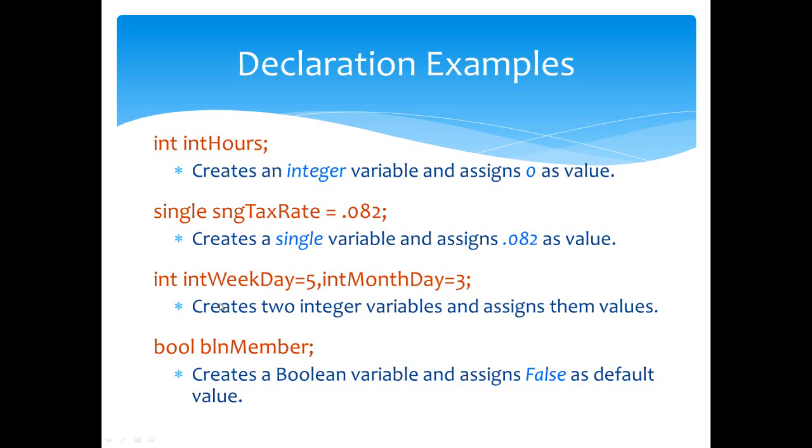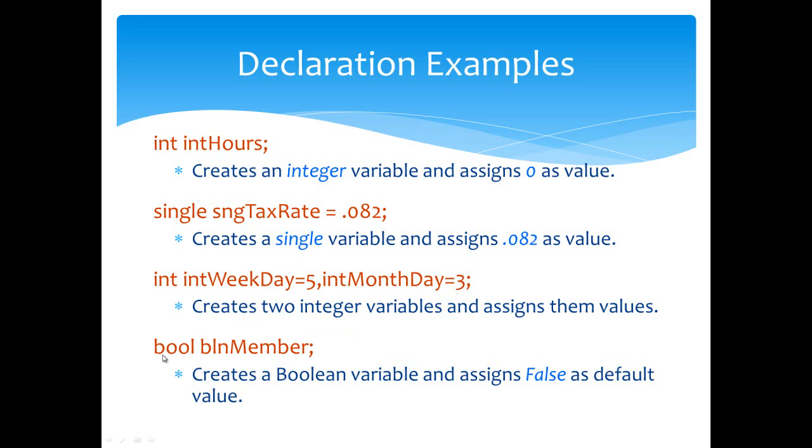Now I could declare the two variables without the equal sign, so I could have said int weekday, comma, int monthday, and both those variables would have been created with a 0 value initially. But in this case, I'm declaring the variable and assigning the value at the same exact time. Just a shortcut. A Boolean variable is no different.